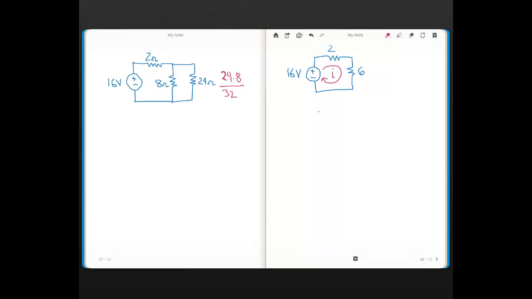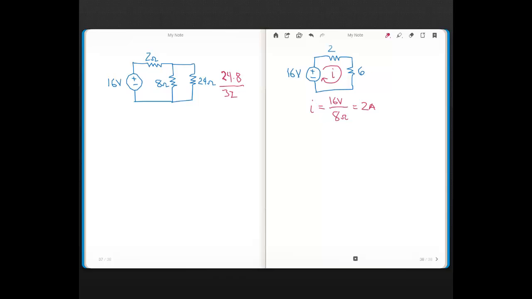and we can find the current with Ohm's law, right? Voltage divided by resistance, where this is the REQ of these two resistors in series, which is 8 ohms. So we find that there's 2 amps flowing. So there's 2 amps flowing through the 16-volt source, this 2 ohm resistor, and also the 6 ohm that represents the 8 and 24 that are in parallel in this diagram over here.